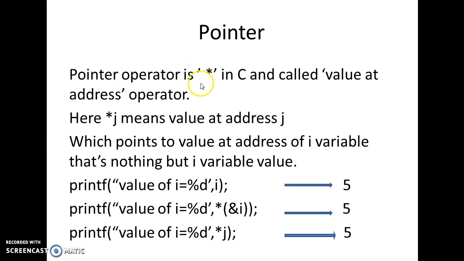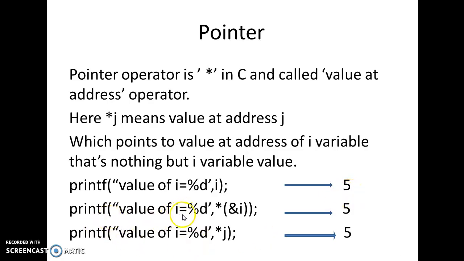The pointer operator in C is denoted by the asterisk mark and called the value at address operator. Here *j means value at address j, which points to the value at the address of the i variable, that is nothing but the i variable's value. Let us understand with the help of the statement printf value of i is equal to %d, i. Obviously it will give you i is equal to 5 because i holds 5.